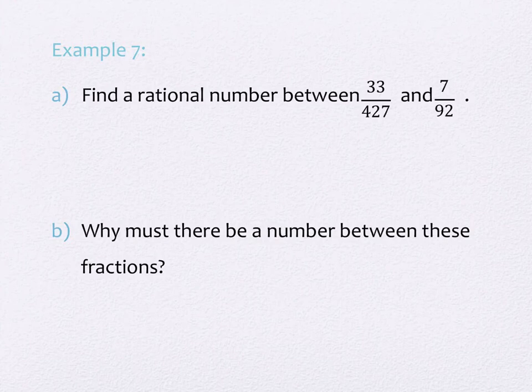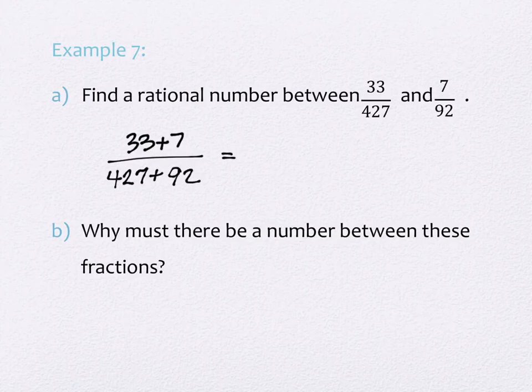We have theorem 6.5, which says I can add the numerators together. Well, that's 33 plus 7. And I can add the denominators together. So that's 427 plus 92. And I've got, let's see, 40 on top. What do I have on bottom? 519 is what I have written down. That's probably right. 519.